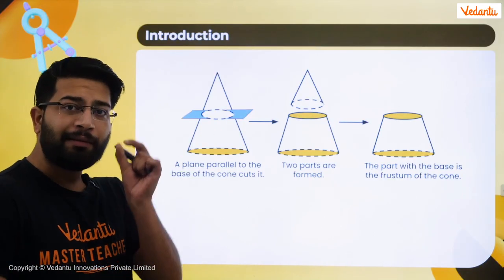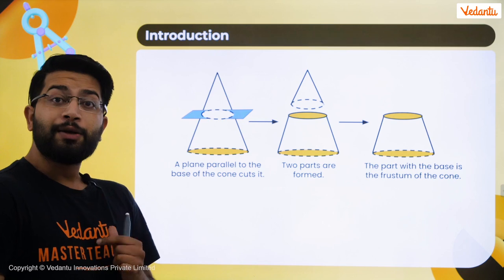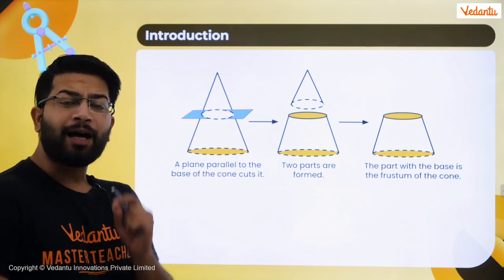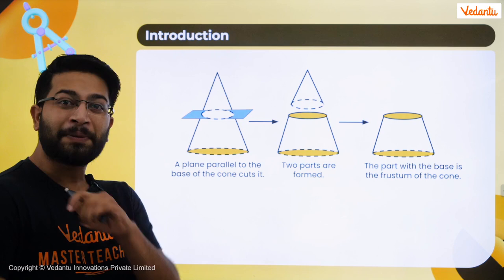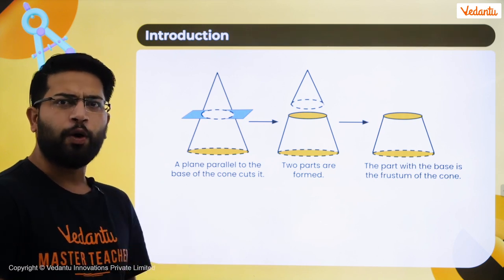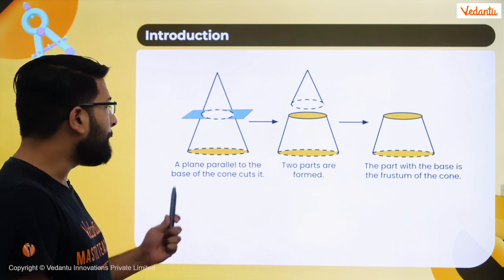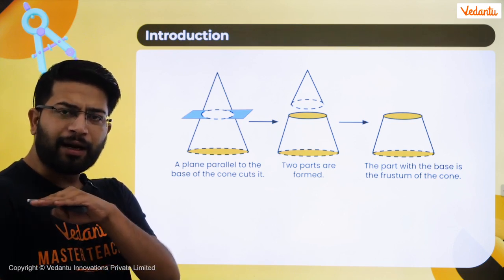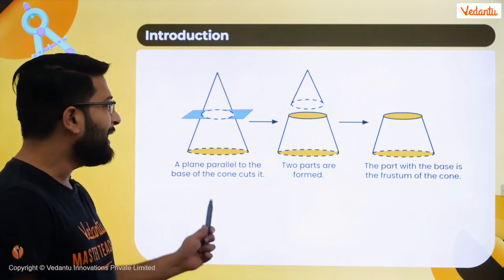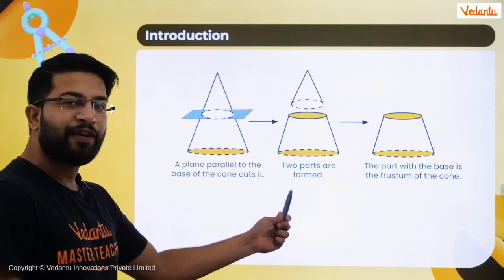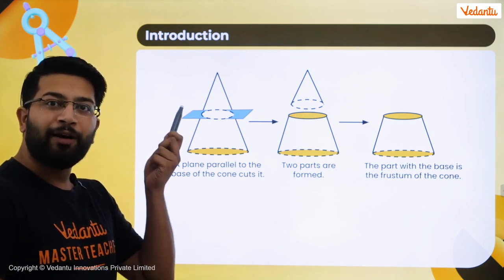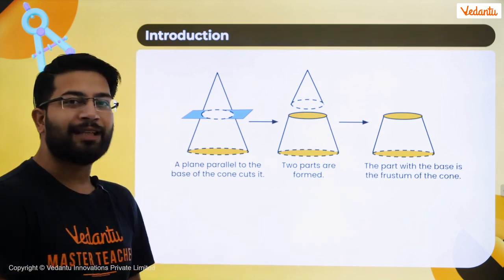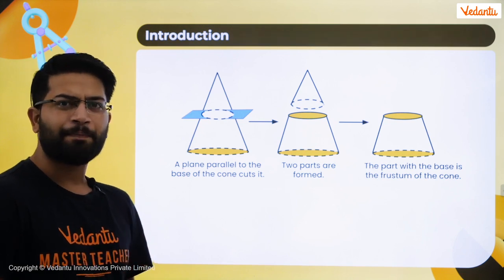So let's say, champ, we have the cone, right? Now, if we take a plane such that the alignment of the plane is parallel to the base of the cone, and we cut the cone with that plane, then we will get two different geometries. The upper one will be the cone and the lower part will be known as the frustum of a cone.